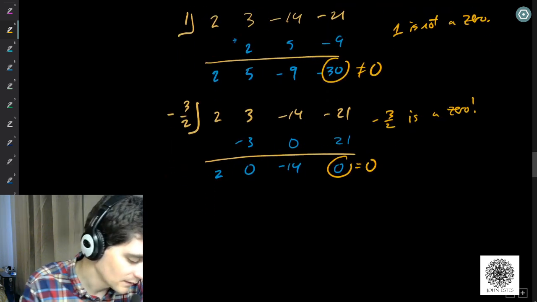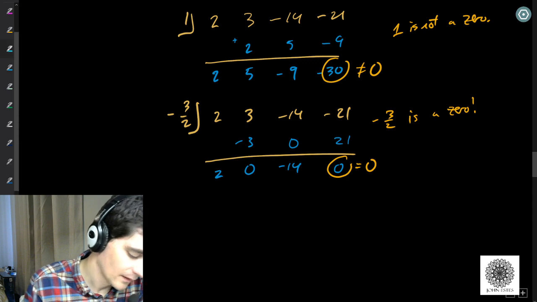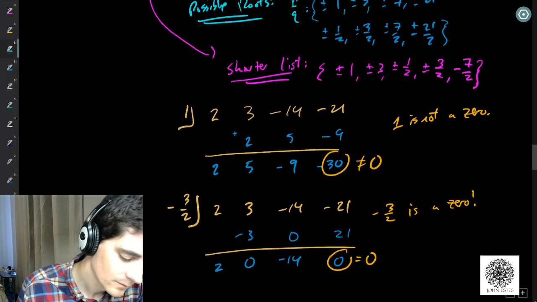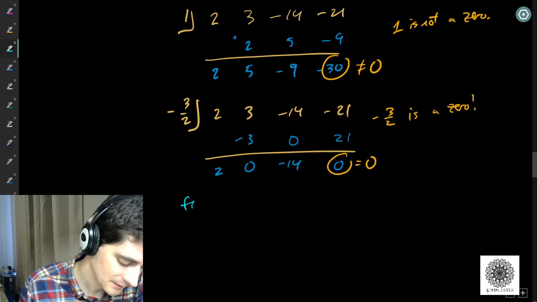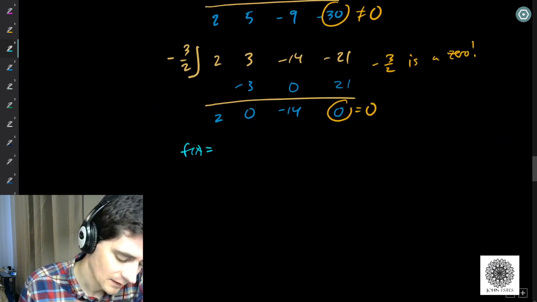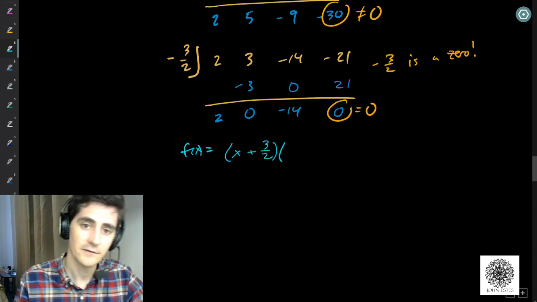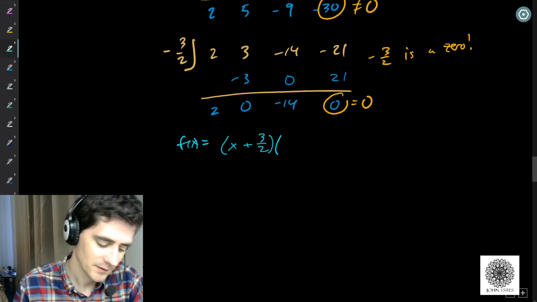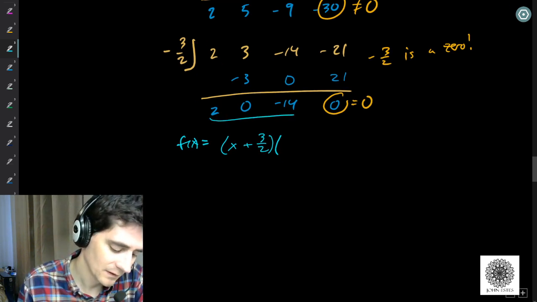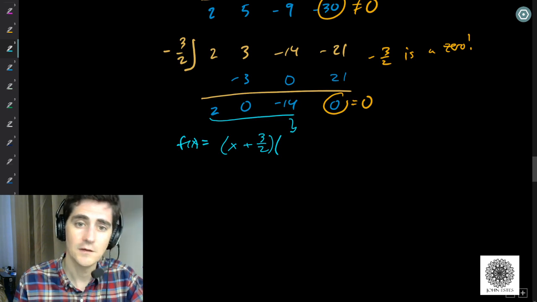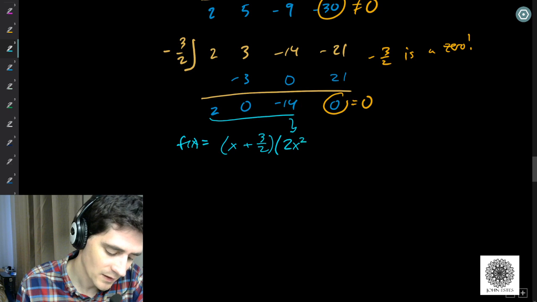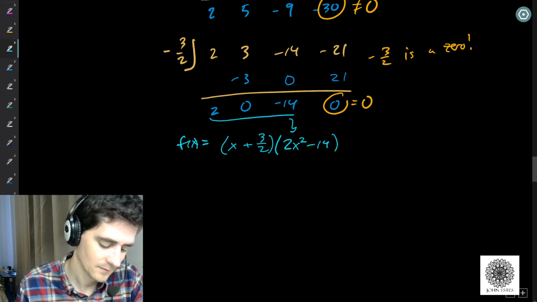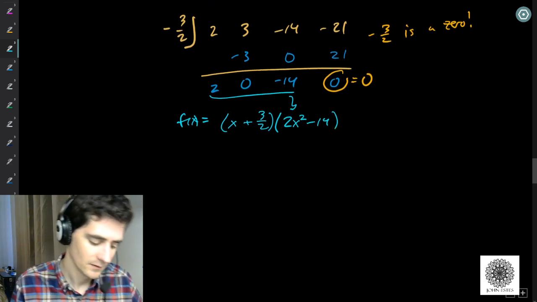So that means negative 3 halves is a 0. And it also means that my polynomial, f of x, it was called f of x, right? Yeah. f of x is now factored like this: x plus 3 halves. See, there's my 0. Negative 3 halves was a 0, right? So I get x plus 3 halves, and then here's my quotient. I started at x cubed, I have to drop the power by 1, so I get 2x squared minus 14. And there it is.